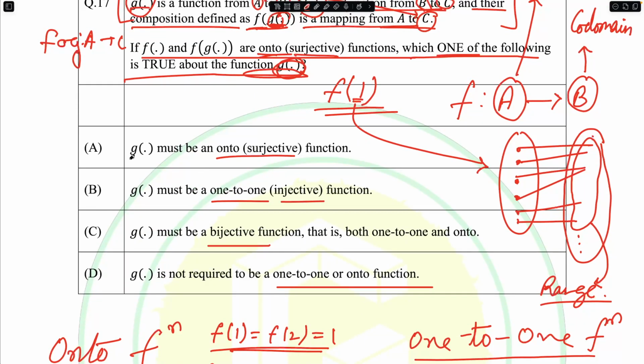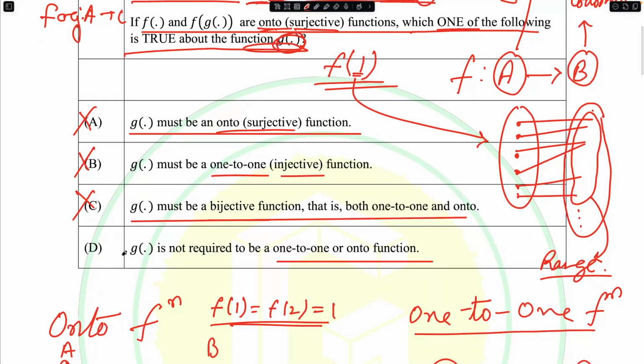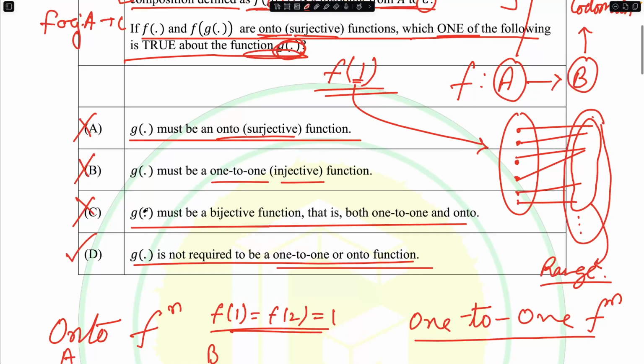The first one states that G must be an onto, surjective function. No, as we have clearly seen, G neither needs to be onto nor needs to be one-to-one, so the first one is not true. The second option gives that G must be a one-to-one function, injective function. Not really, we have seen that this also need not be the case. G must be a bijective function, that is both. That does not need to be true either. And what is the fourth option? The fourth option gives that G is not required to be a one-to-one or onto function. That is basically your correct answer.